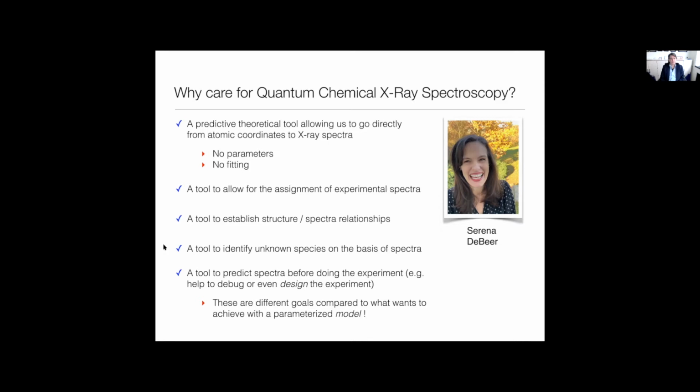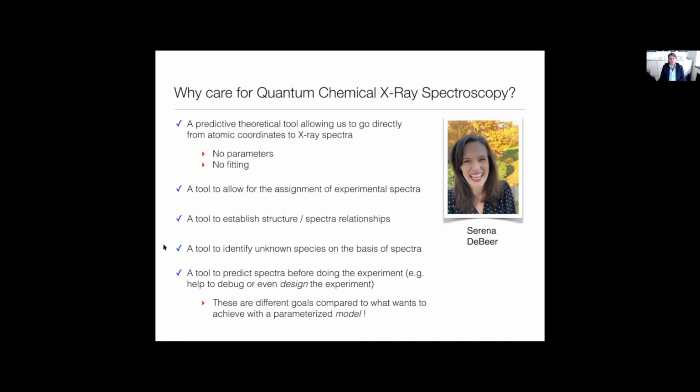It can be a tool to identify unknown species on the basis of the calculated spectra. So if you have measured something and you're not sure what it is, then sometimes a calculation can greatly help you to distinguish between the possible structural candidates, and that's a very, very useful tool, especially in catalysis.